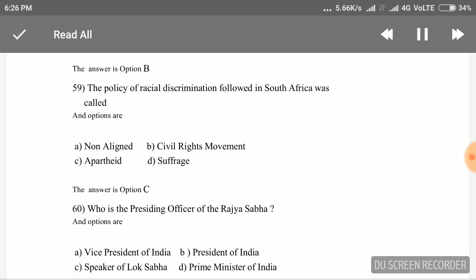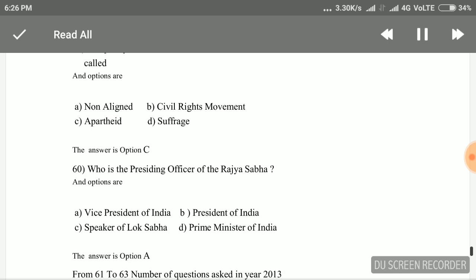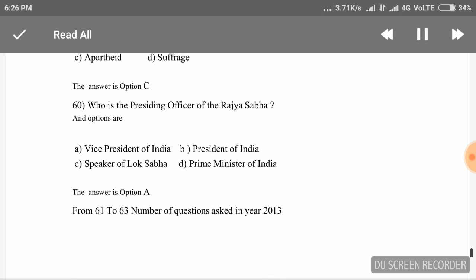60. Who is the presiding officer of the Rajya Sabha? And options are A. Vice President of India, B. President of India, C. Speaker of Lok Sabha, D. Prime Minister of India. The answer is option A.